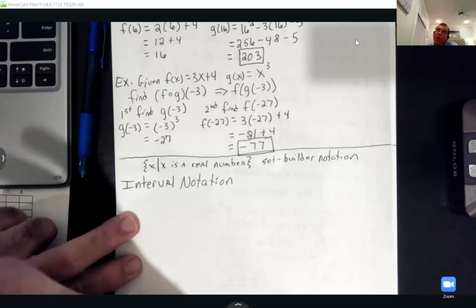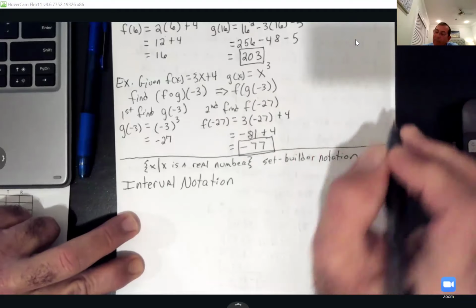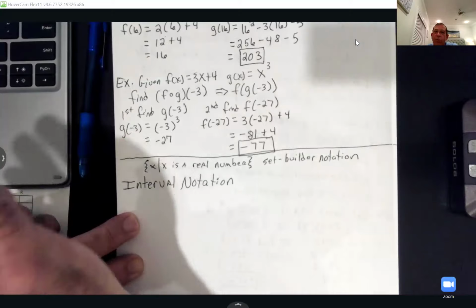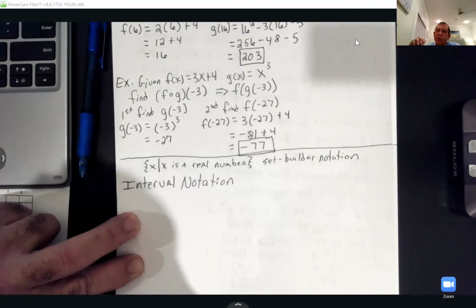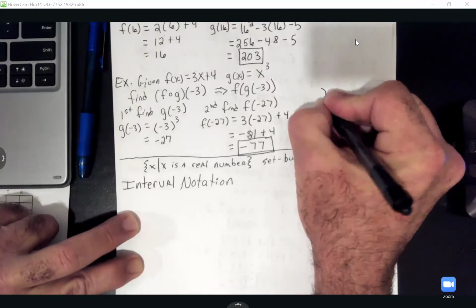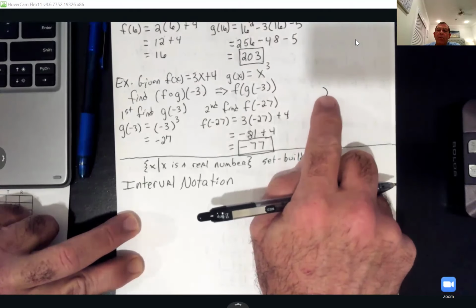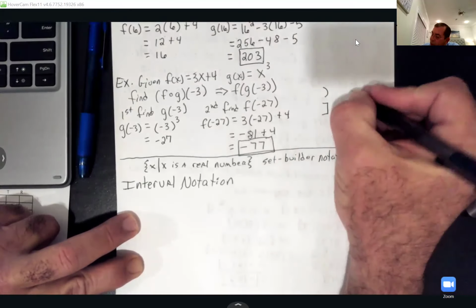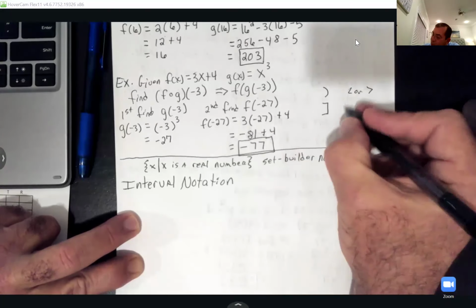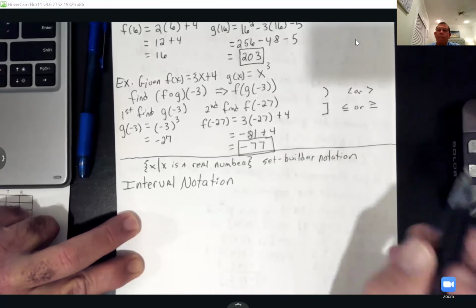Now, I don't know if y'all are familiar from the past, when y'all were doing number lines and stuff, and y'all had like x was greater than 5, or x was greater than or equal to 5. Y'all used curvy brackets and square brackets. Y'all used the curvy brackets when it was either less than or greater than. Y'all used the square brackets when it was less than or equal or greater than or equal.